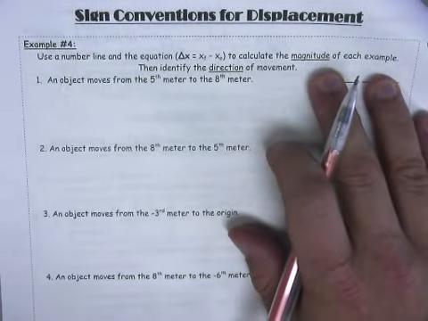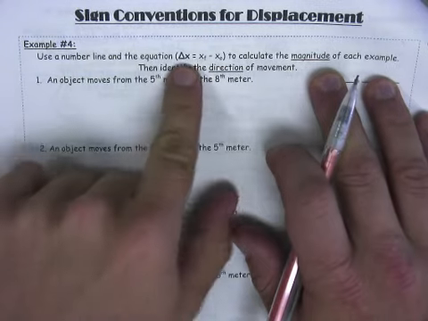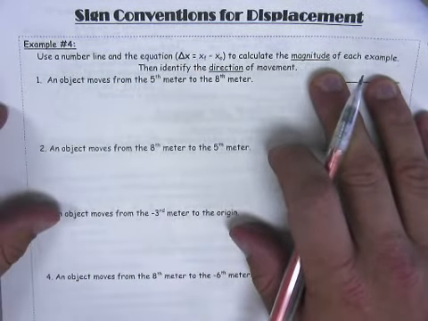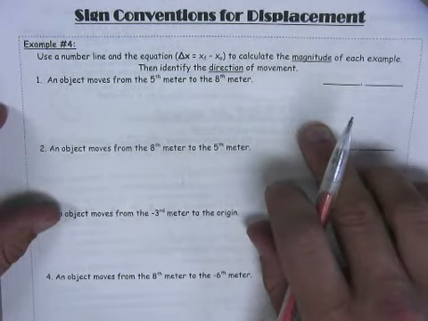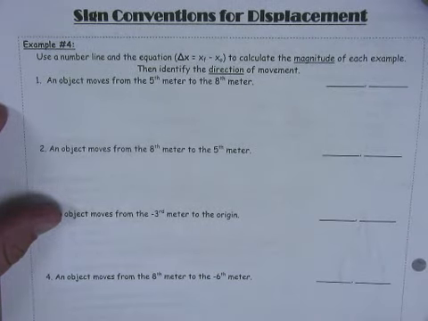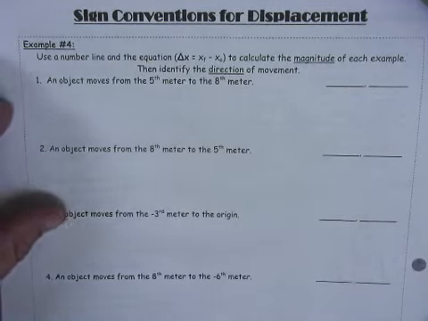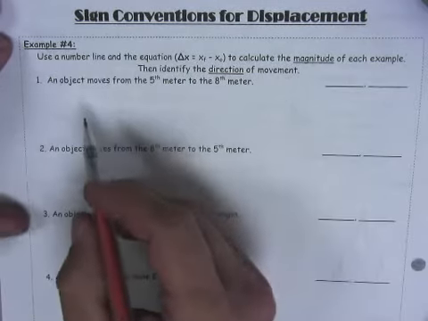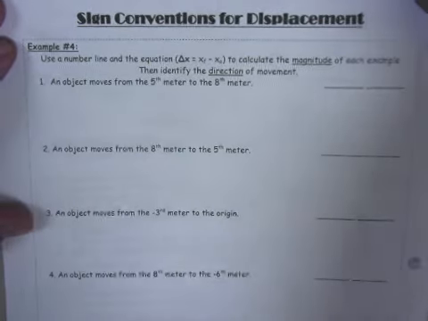It says use a number line and an equation, and here's the equation for displacement, to calculate the magnitude of each example, then identify the direction of the movement. So we'll go ahead and do the number line first, and then the equation. We'll start with the number line and see what we can come up with. So let me zoom this in just a little bit.